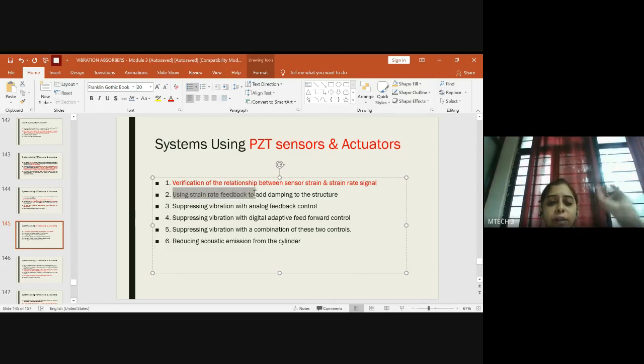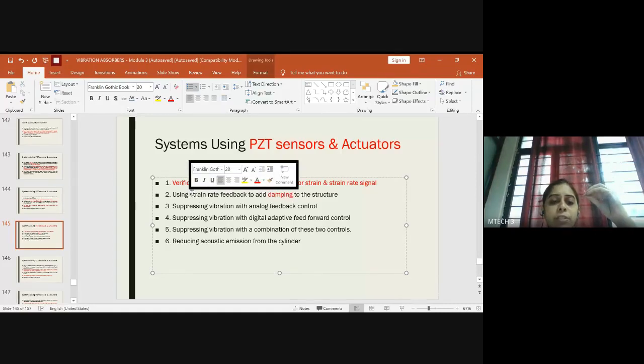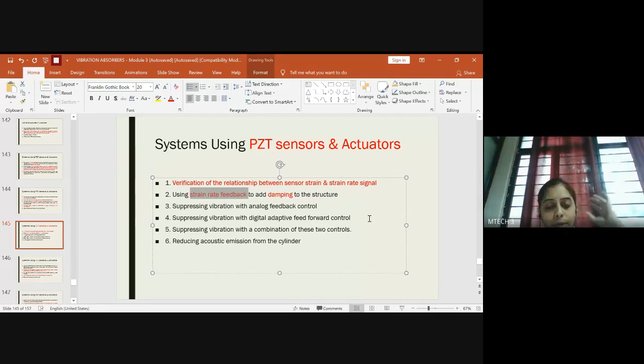using strain rate feedback to add damping to the structure. Because by seeing the strain rate, you will come to know the amount of vibrations developed and how to reduce this vibration. To reduce the vibration, we should add some damping to the structure. Damping is nothing but vibration absorbers. The strain rate feedback mentioned here, you get only when you are using a closed loop phenomenon. When the smart structures are based on a closed loop, then you will come to know the feedback of the strain rate which has been sensed by the sensor.